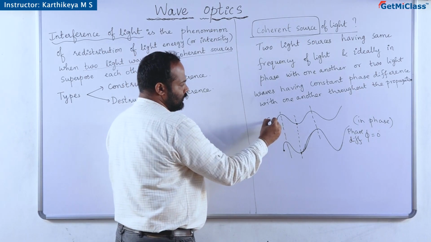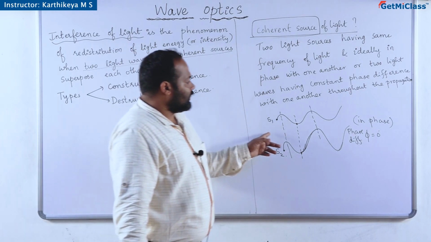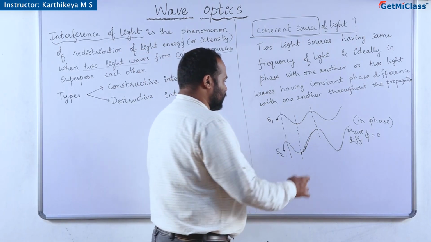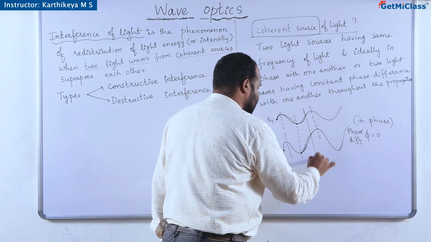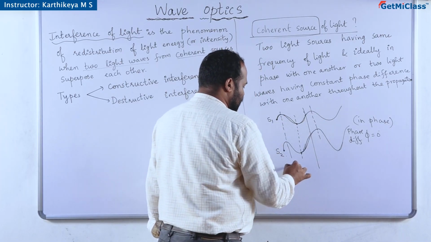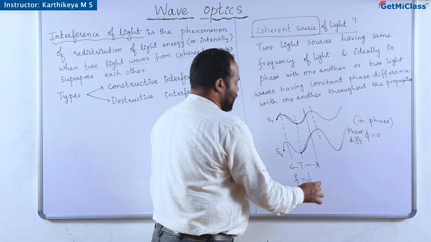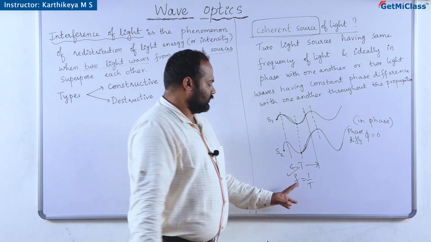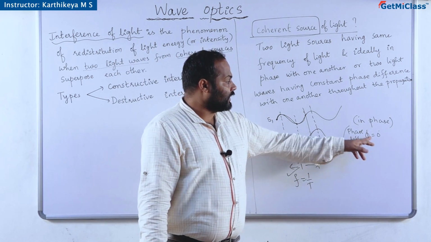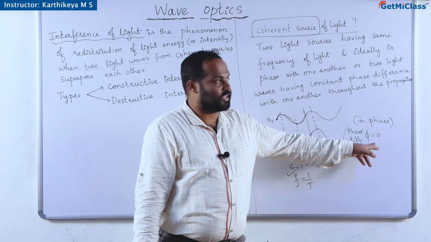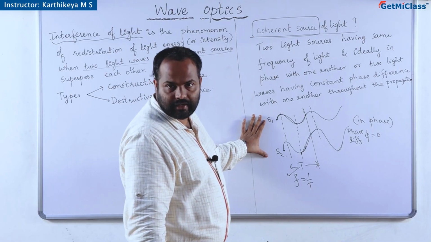So this is light source 1, this is light source 2. And they have the same frequency. This completes one cycle, this completes one cycle, so their time period is also the same. Frequency is the inverse of time period. So both the waves have the same frequency and their phase difference is 0, ideal case. Such sources of light are called coherent.